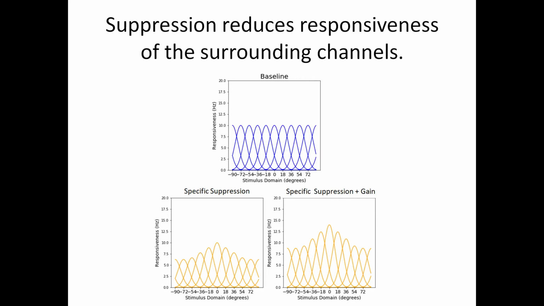Suppression reduces responsiveness of surrounding channels. Suppression plus gain is the only combination of changes we included because previous literature suggests that it may be a mechanism of change that occurs through visual attention.